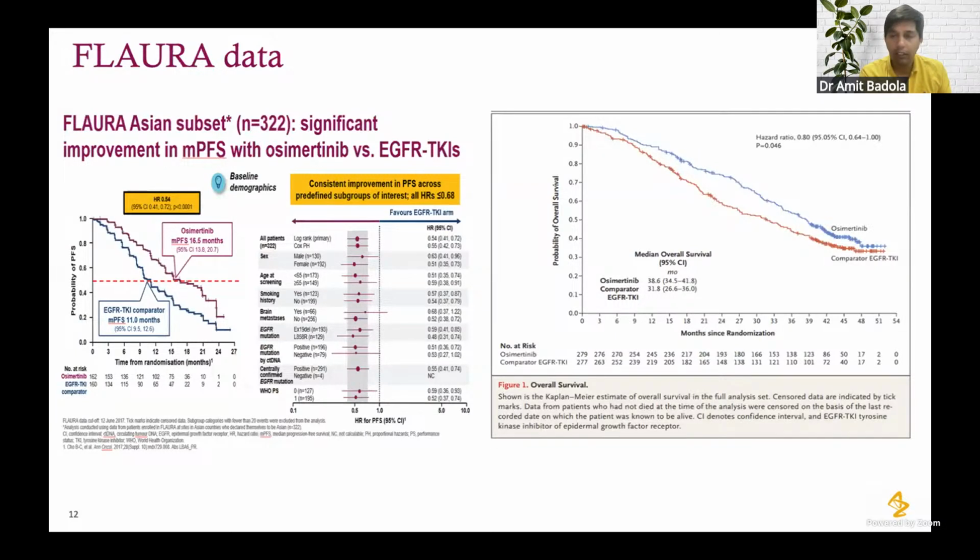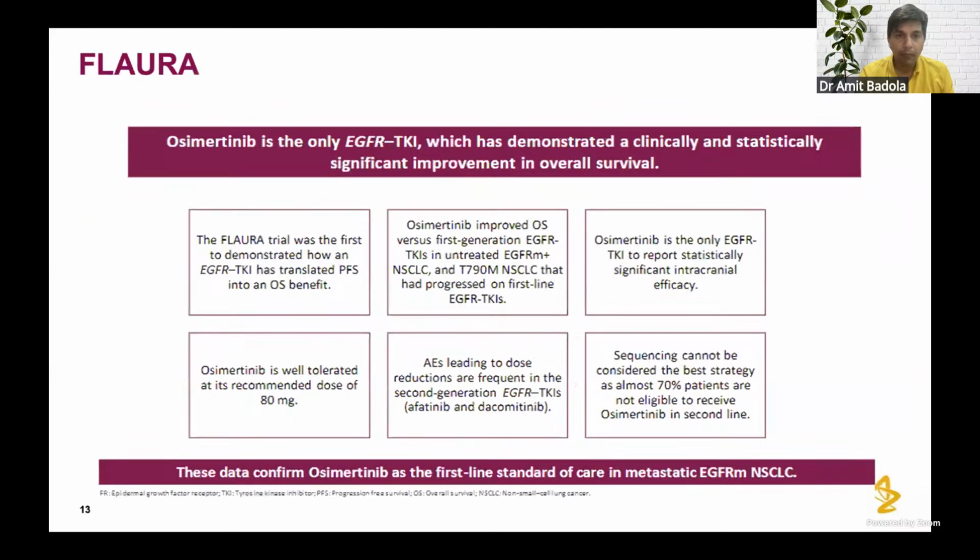So this is the FLAURA trial. It showed that if we give osimertinib, the benefit was seen in all subgroups of patients, and there was a survival advantage as well. The PFS specifically for the Asian subset was around 17 months. So this was the FLAURA takeaway, that osimertinib was the first drug which showed not only a PFS advantage, but an overall survival advantage as well.